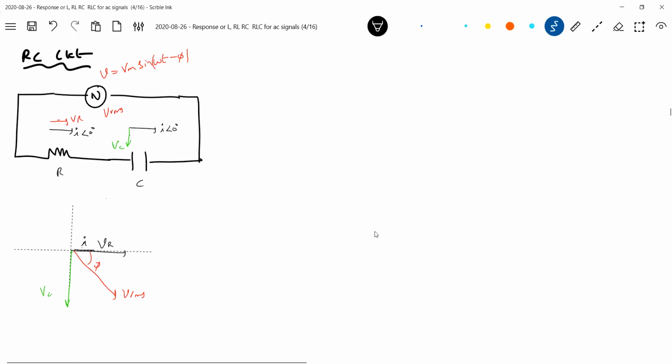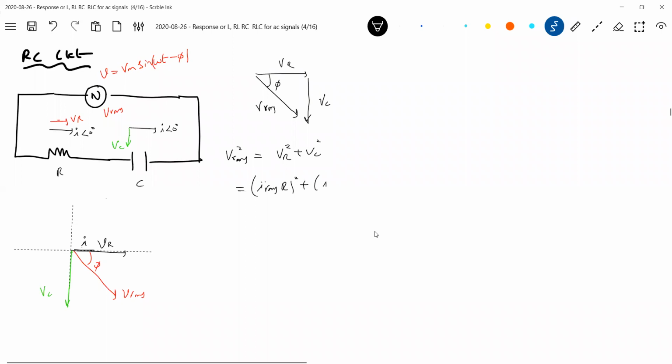Let me complete this triangle. This will be VR, this will be VC, this will be VRMS. Then voltage triangle: VRMS square, as they are vectors or phasors here, equals VR square plus VC square. Let's apply Ohm's law across each and every element. Ohm's law across the resistor: IRMS into R. Ohm's law across the capacitor.